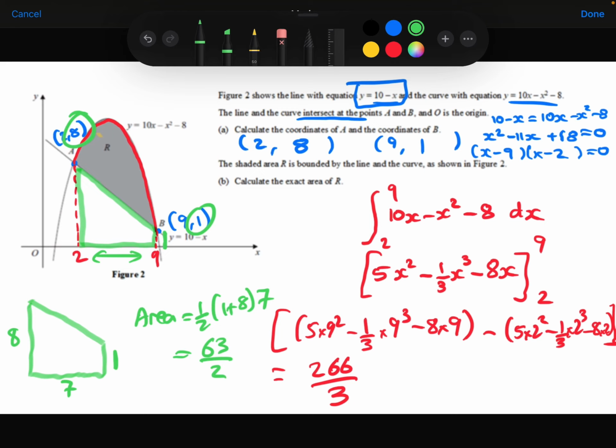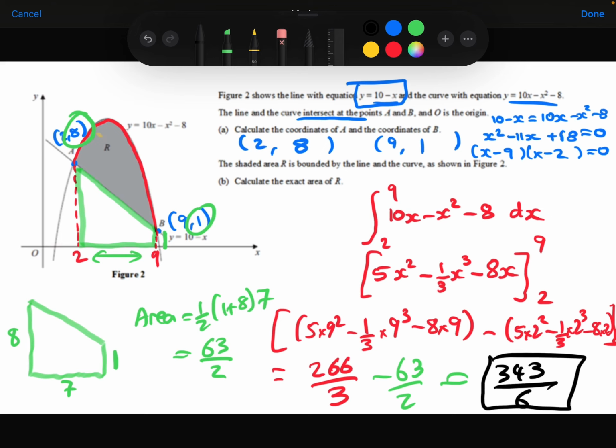So if we take that away from our 266 over 3, that's going to give us the shaded area R, which is 343 over 6. And we're done.